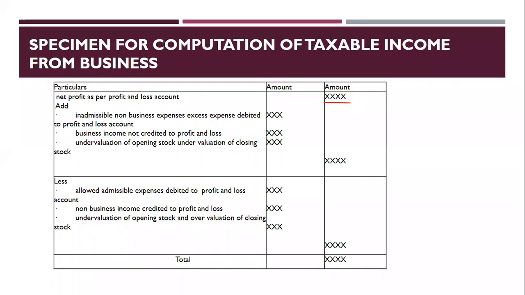Next, we have to add 3 items. We have to add 3 items. What are the additions? Inadmissible or non-business expenses debited to profit and loss account. Okay, debited to profit and loss account. So what do you mean by inadmissible? Inadmissible is nothing but an expense.